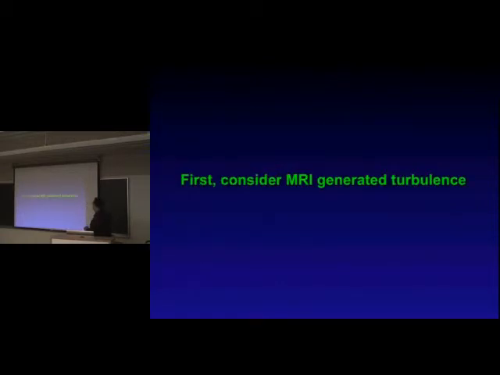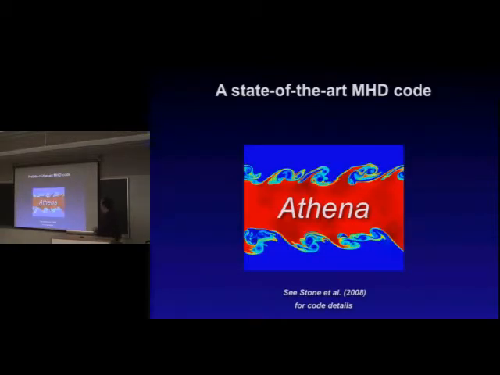Okay, so let's first consider MRI-generated turbulence. We use the state-of-the-art Athena code. Like Shane mentioned, I did some development of this code for my graduate work. I worked with Jim Stone and John Hawley on this. It's a publicly available code. You can just Google Athena code or Athena MHD and you'll find it.